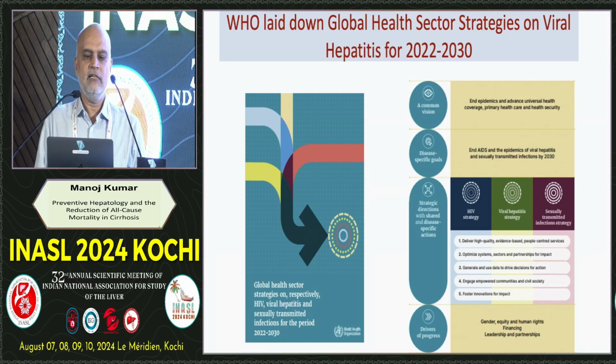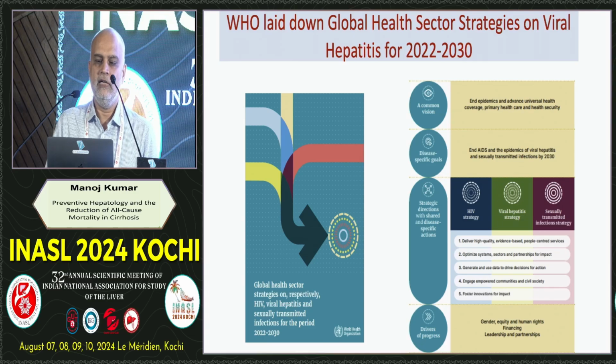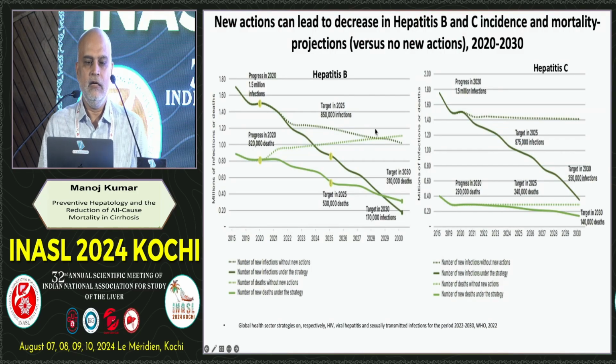Now WHO has laid down detailed guidelines on global health sector strategies on viral hepatitis for 2022 to 2030, focusing on various strategies that need to be followed. This guideline says that new action should be taken, because if we continue to do what we are doing, then these are the projections. We will be nowhere near achieving our targets in both hepatitis B and hepatitis C.